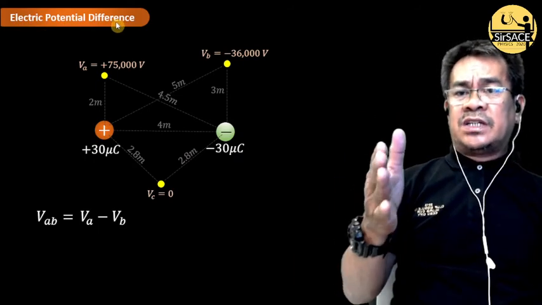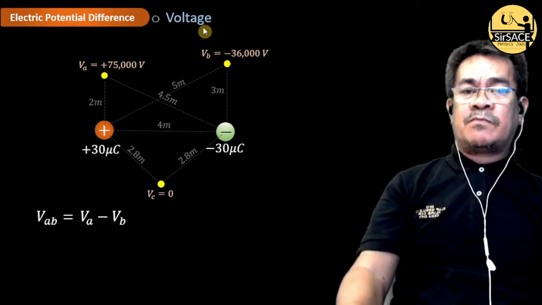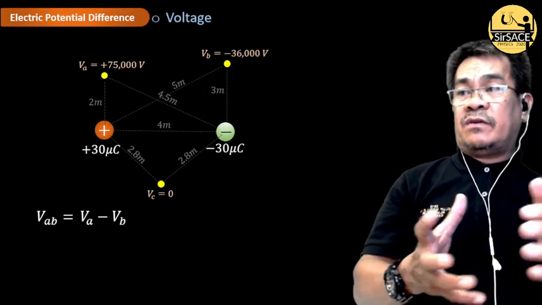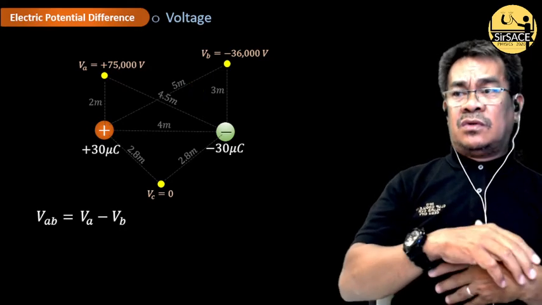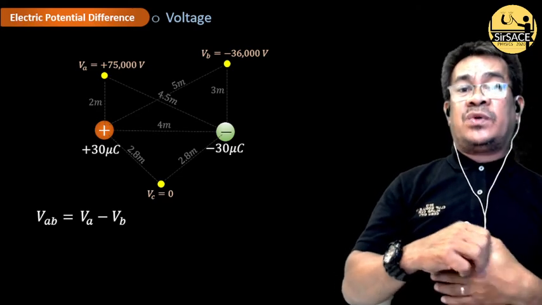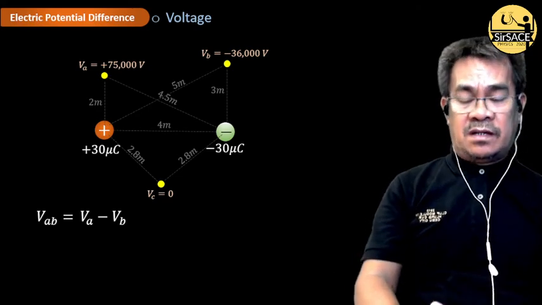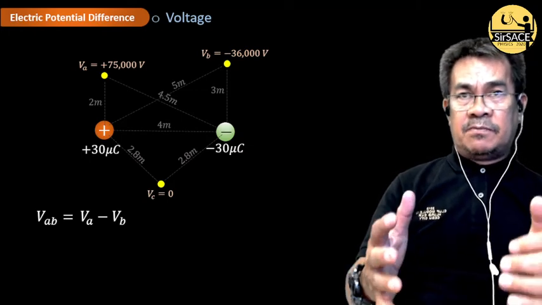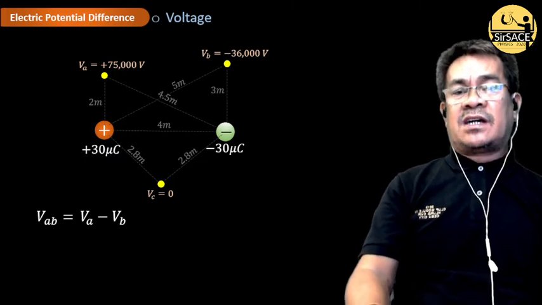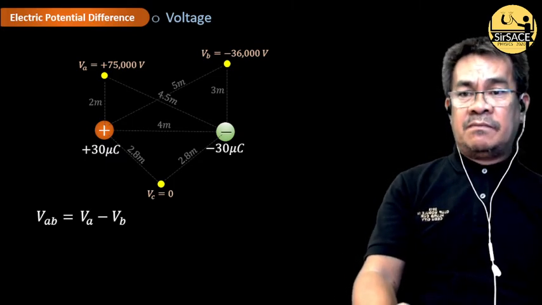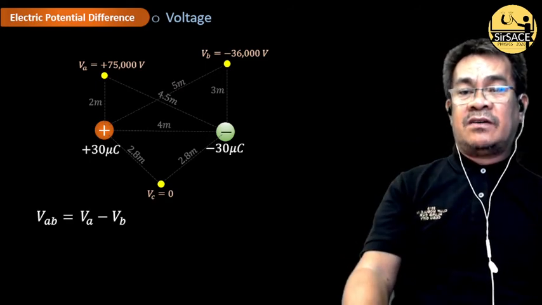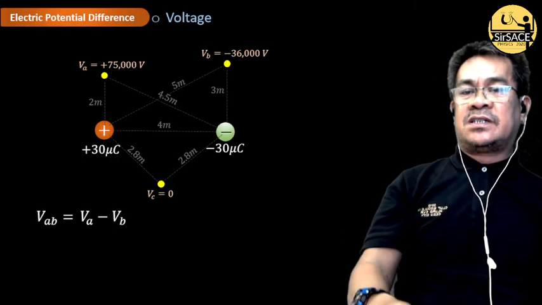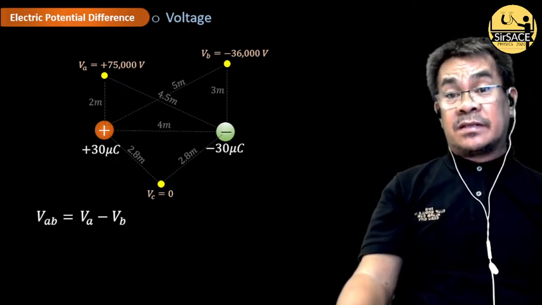Why? The electric potential difference, we call this voltage or electromotive force. If you want to operate your appliance, we need voltage. Take note of that. And the voltage is a power supply, source of energy. So where is voltage coming from? The voltage is coming from the potential difference. What is the potential difference? It is the energy per charge at a certain point.